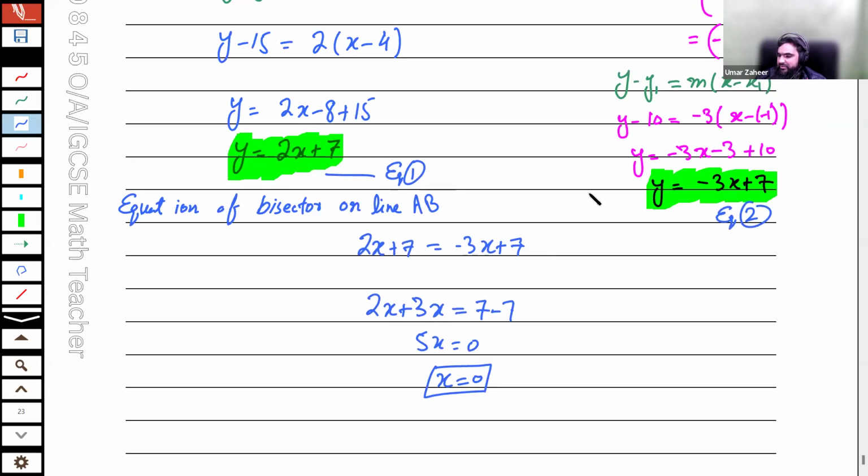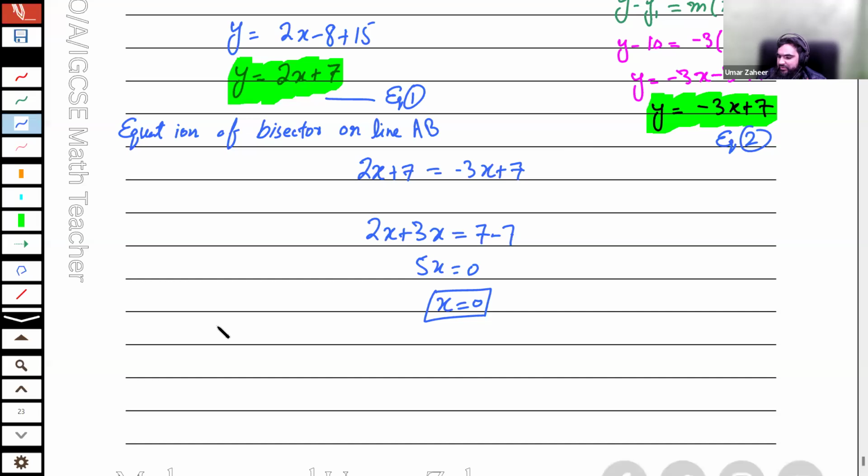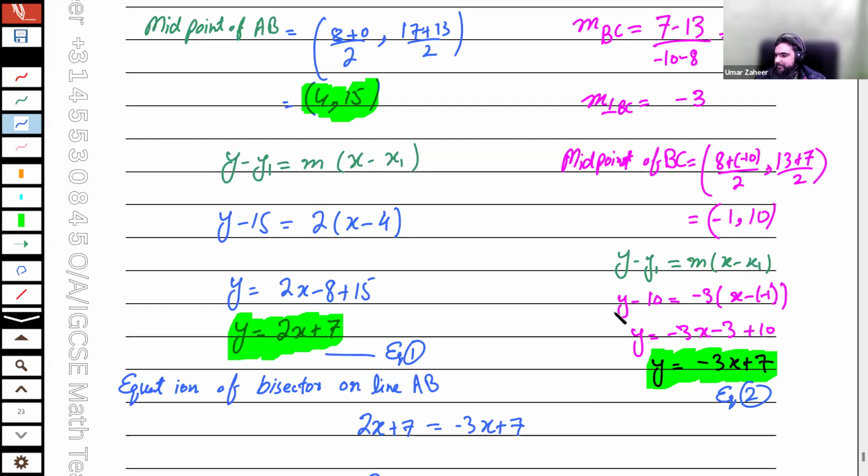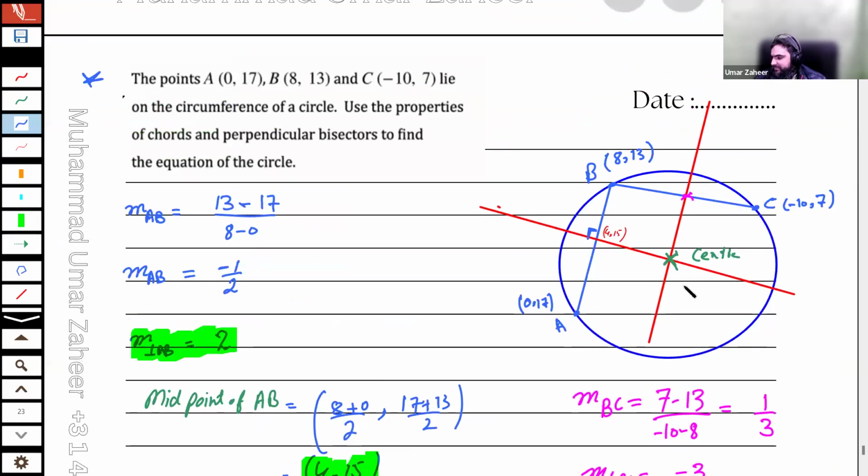We have the x coordinate. We need to find the y coordinate. You can substitute this value in any equation. Let's use equation 1. So y is equal to 2 into 0 plus 7. So y is equal to 7. So we get the center 0, comma 7. This is the center of the circle, 0, comma 7. Yes, everyone?